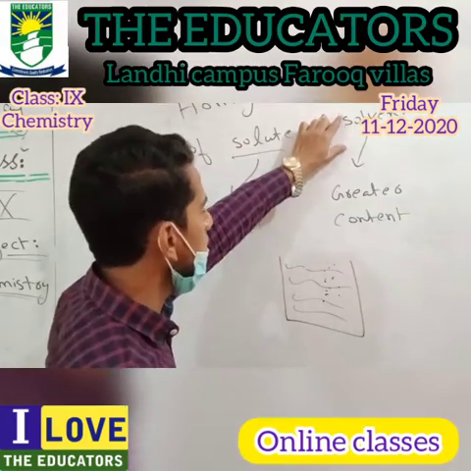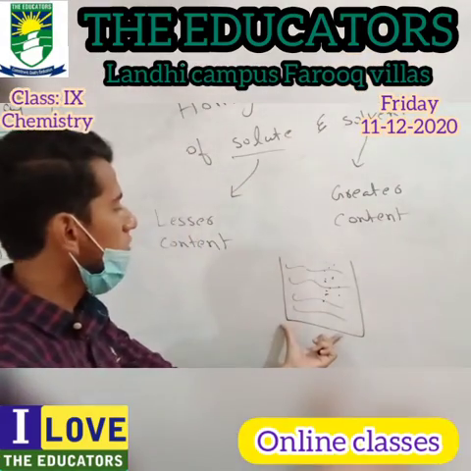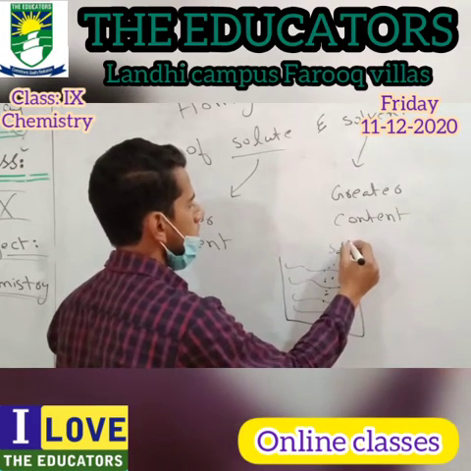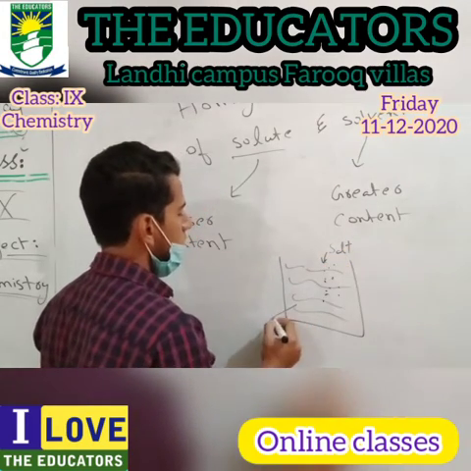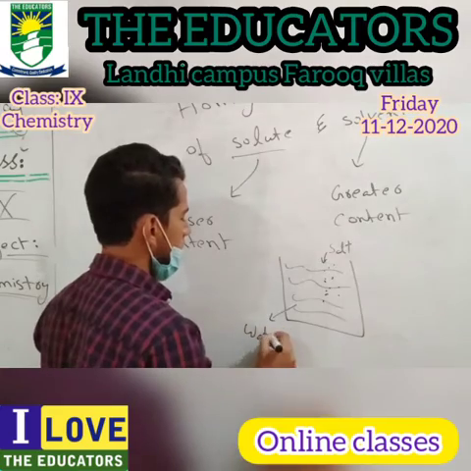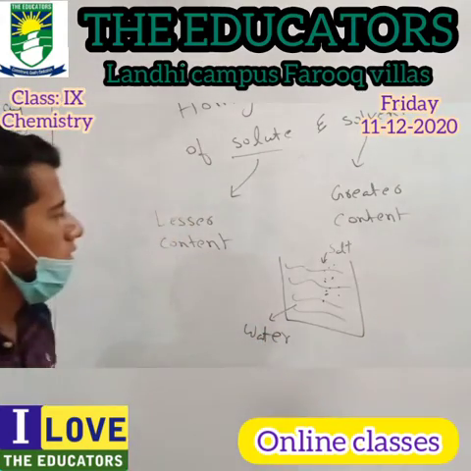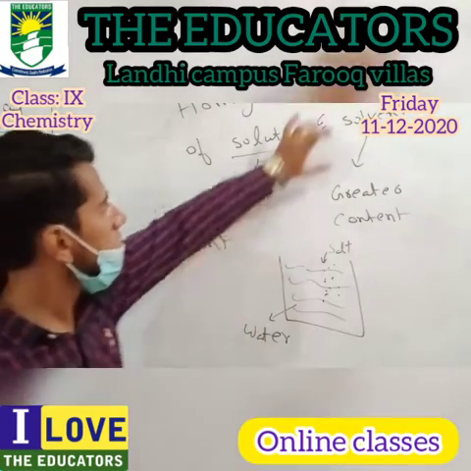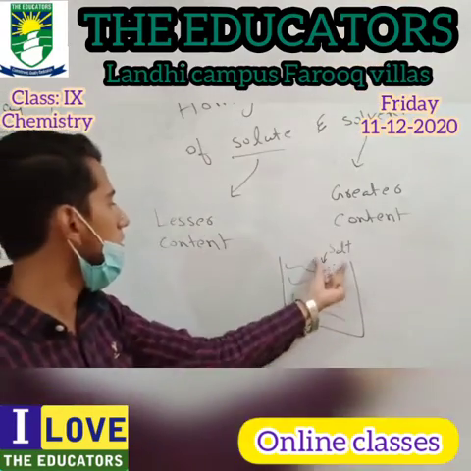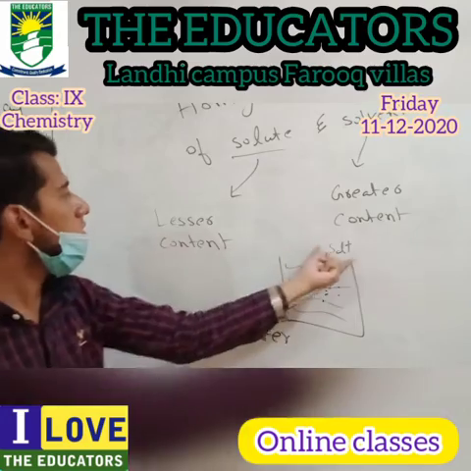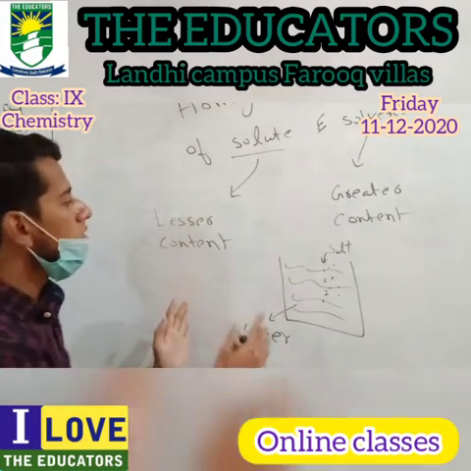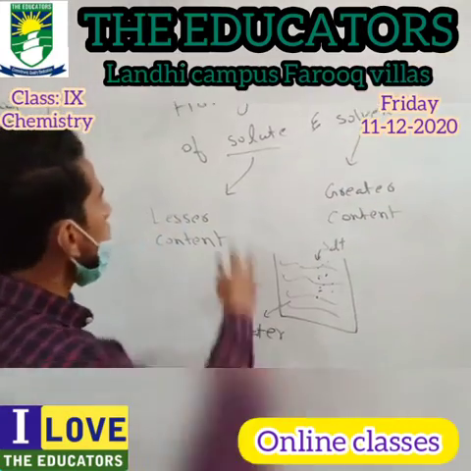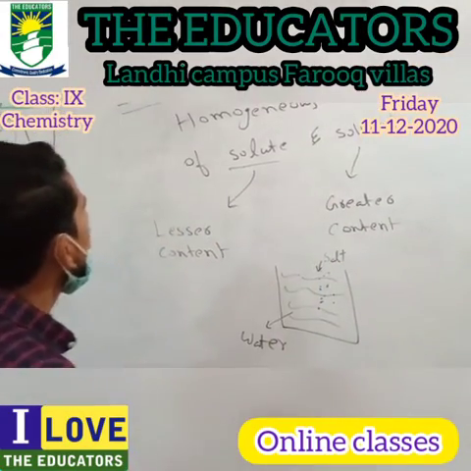I am repeating it again. I have a jar full of water. I have sprinkled some salt here. And this jar is full of water. Okay. Now water is in greater content, so water is solvent, and salt is in lesser content, so salt is solute. So a solution is always comprised of solute and solvent. So solute and solvent together make a solution.